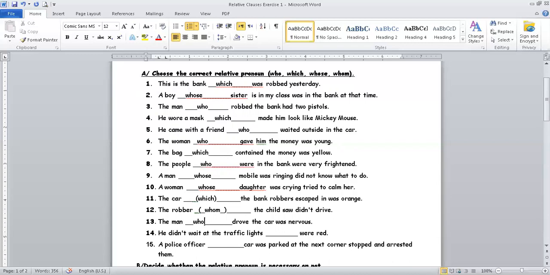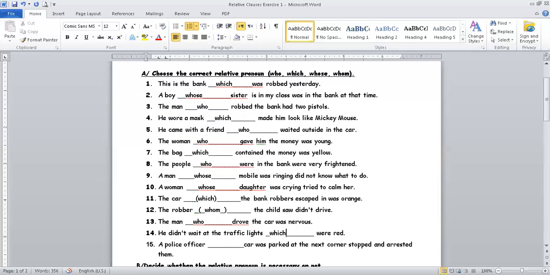He didn't wait at the traffic lights were red. What was red? The traffic lights. Traffic lights is something, not someone. So we choose the relative pronoun which. Now let's decide if which replaces a subject pronoun or an object pronoun.